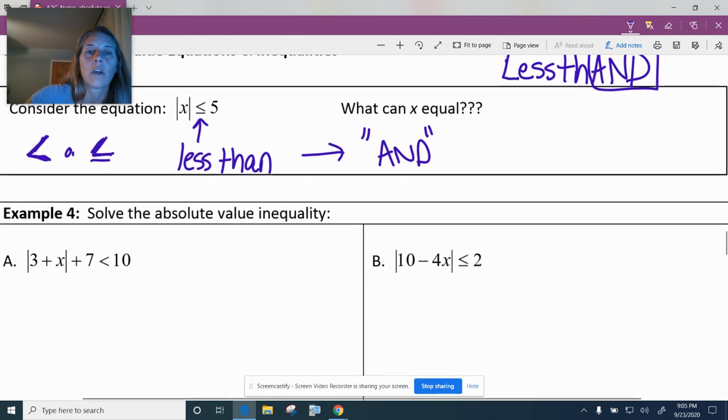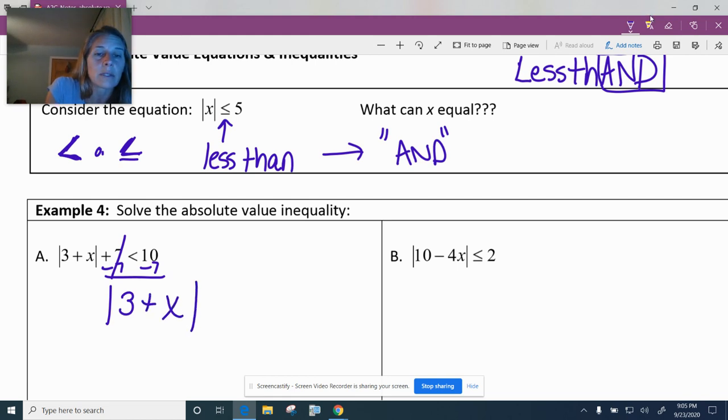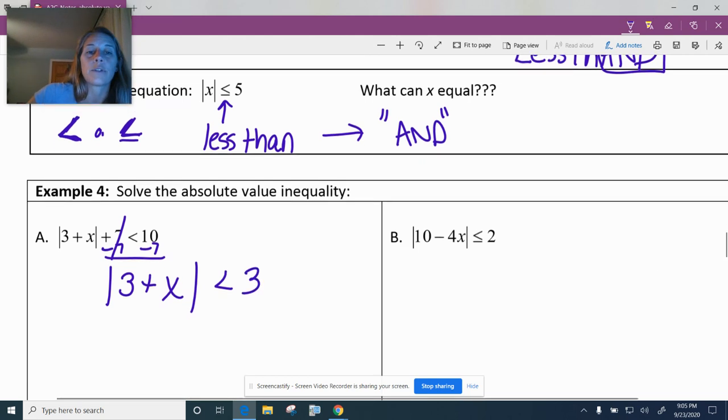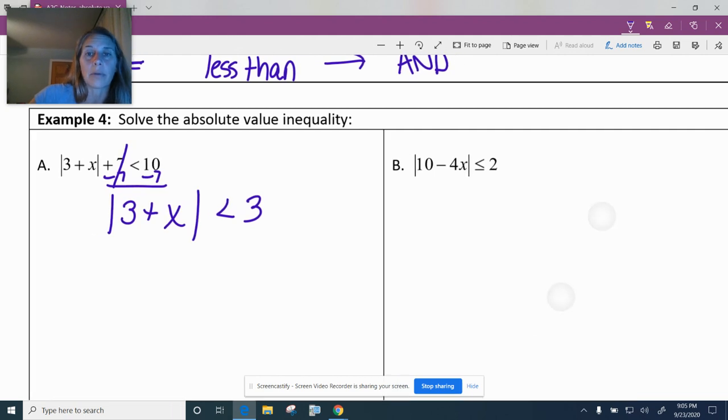Okay, so again, first rule here, just like the equal signs, just like the greater than or equal to signs, same thing applies here. You need to get the absolute value all by itself, isolated. So this little 7 here has got to go before you can do anything else. So now my problem is 3 plus x inside the absolute value is less than 3. Sorry, let me fix that.